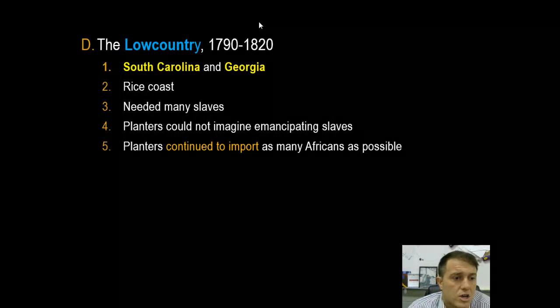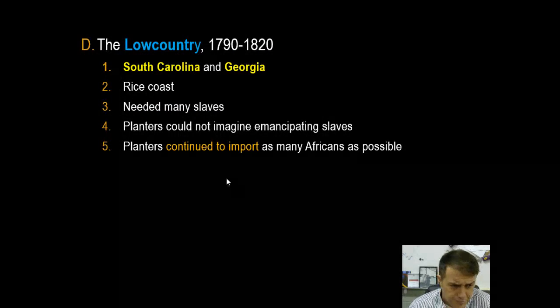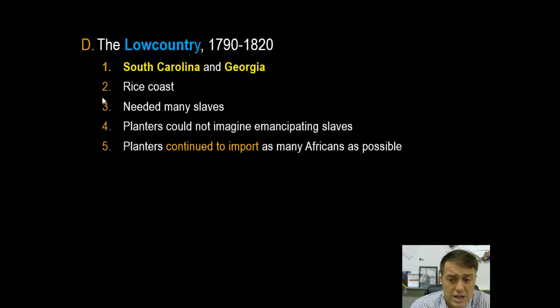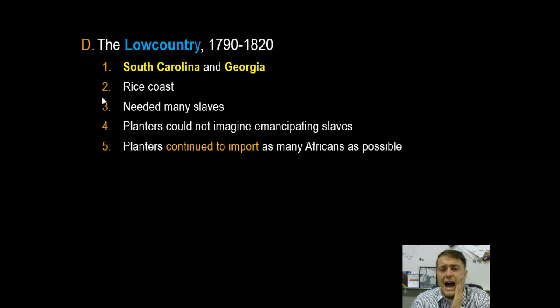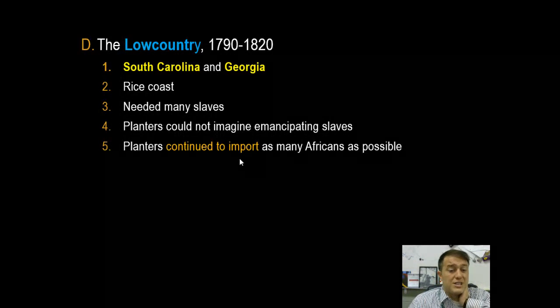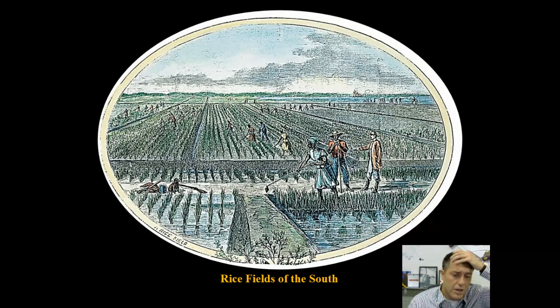All right, so the Low Country, South Carolina, Georgia, they required a lot of slaves. So in the Deep South, we're going to see the highest concentration of slave populations for this reason. All right, and planters continue to import as many Africans as possible. You know, this is going on obviously up until 1809.